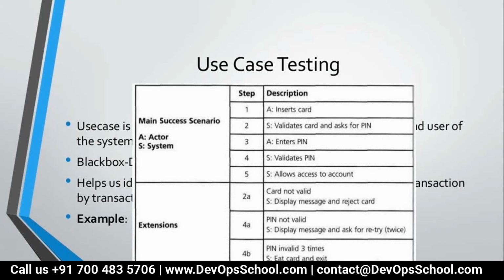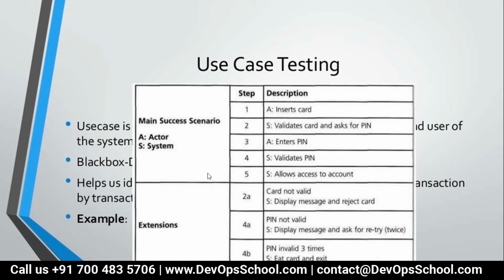See, in the main scenario, A is the actor and S is the system. First the actor inserts the card, then the system validates the card and asks for the pin. Then again the actor enters the pin. Again the system validates the pin. Then only if the pin is correct, the system allows access to the account.